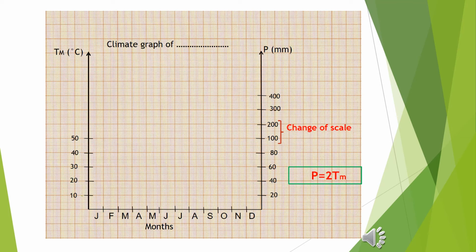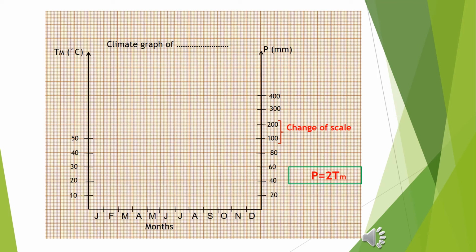So it's time now to graduate our y1 axis representing the monthly mean temperatures. Here again we work by centimeter or square. So 1 centimeter is equal to 10 degrees Celsius. So we graduate our axis 10, 20, 30, 40. We can stop at 40, even 50 degrees Celsius.